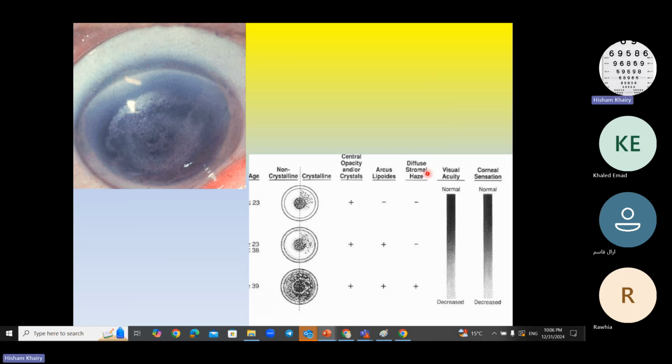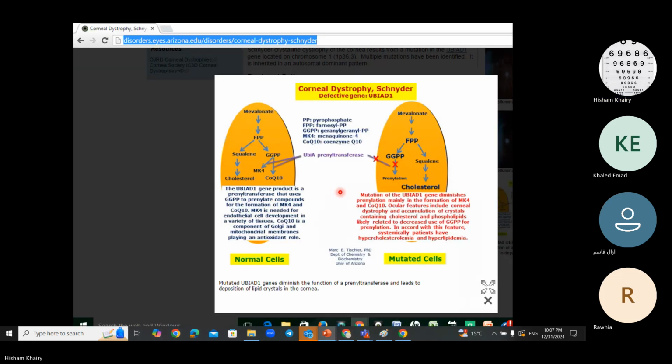And you check for visual acuity, corneal sensation, and central opacity, advancing with time or not, with follow-up. So what is Schneider crystalline corneal dystrophy? The defective gene is called UBIAD1.